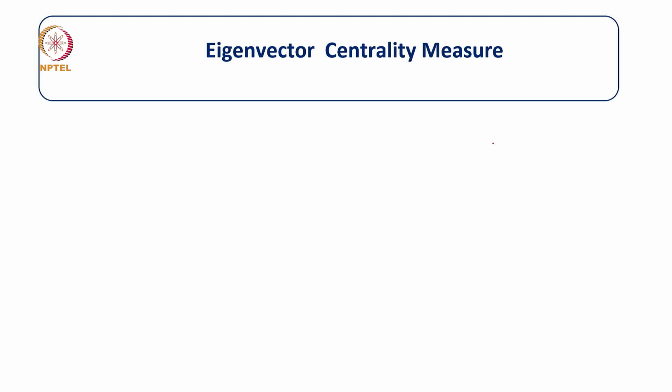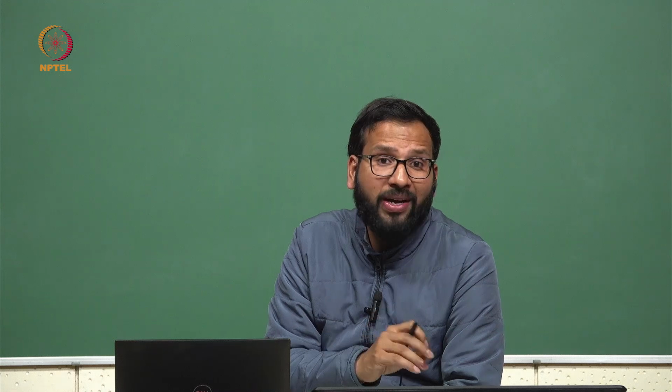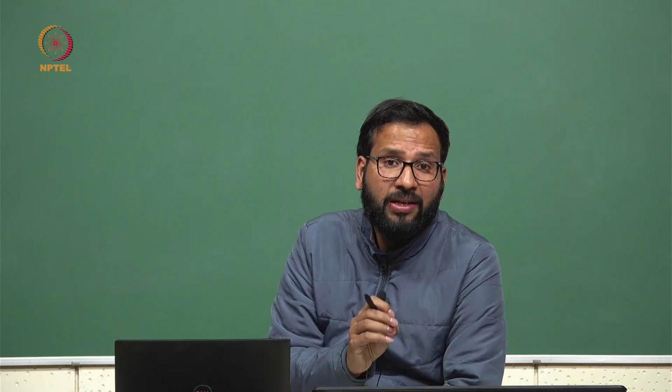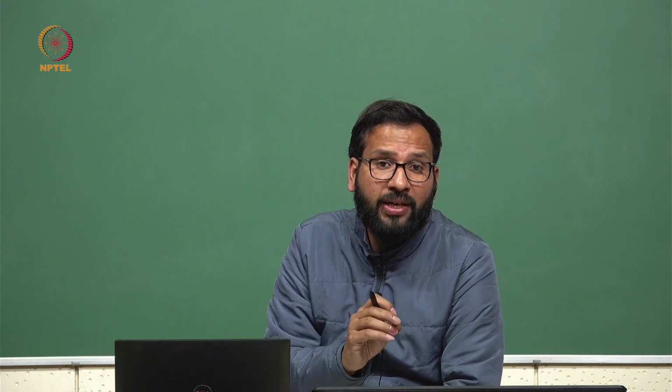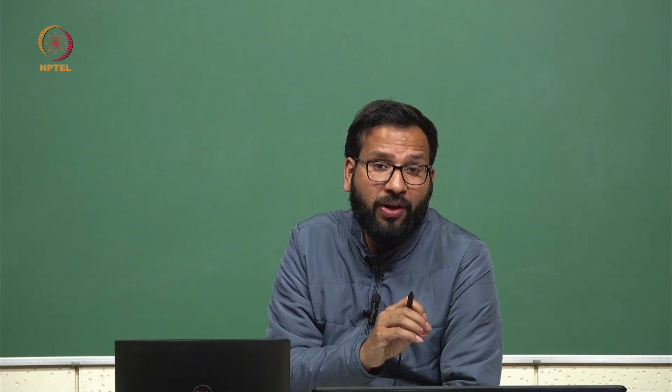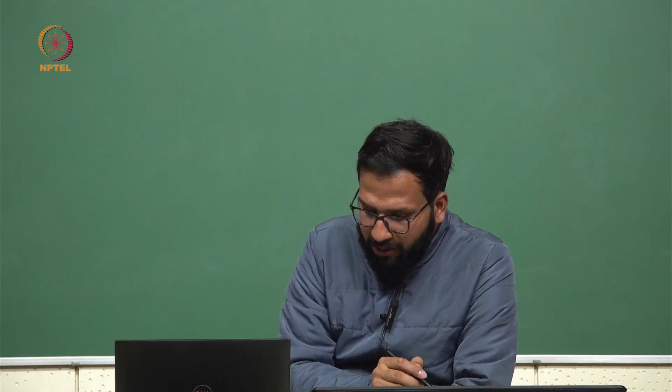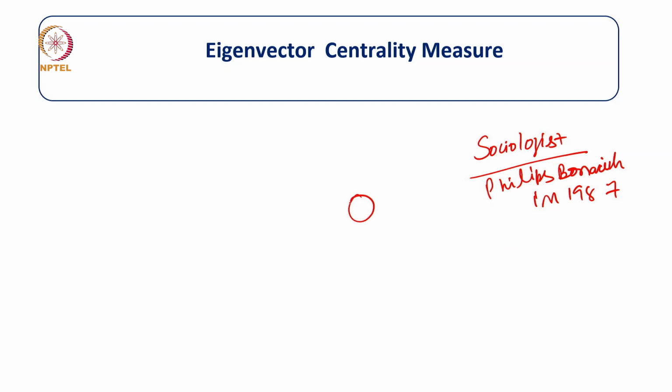This eigenvector centrality measure was given by a sociologist named Phillip Bonacich in 1987. So what exactly does it calculate? It does not only consider the connections between the nodes, but also sees with whom these nodes are connected. So let's see an example. Say, for example, this is the case here.